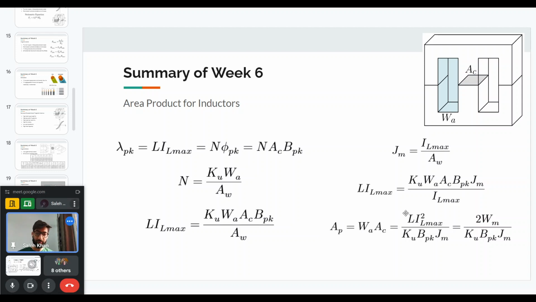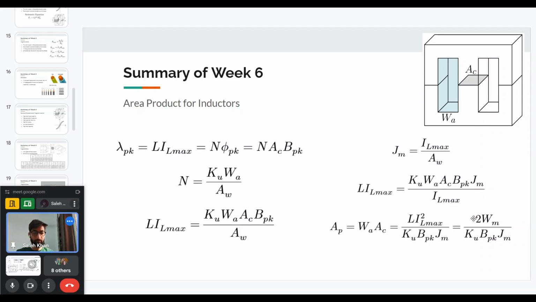It will be given by L Imax square divided by the Ku, which we talked about as the utilization factor, times B peak, which will be the peak flux density, and times the current density inside the winding. And the numerator of this is actually twice the energy that is stored inside the inductor. The energy that is stored in the inductor is given by half Li square. So twice of this will be Li square. So the area product is actually related to the energy that is stored.